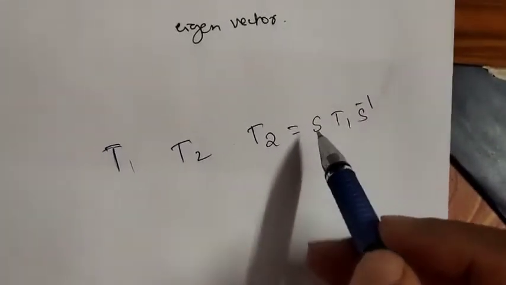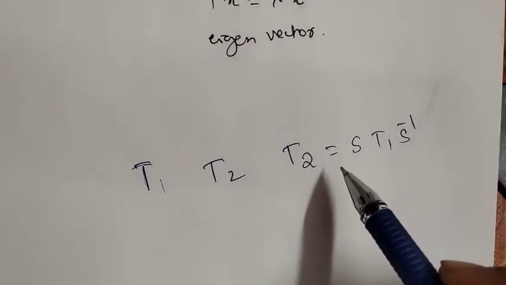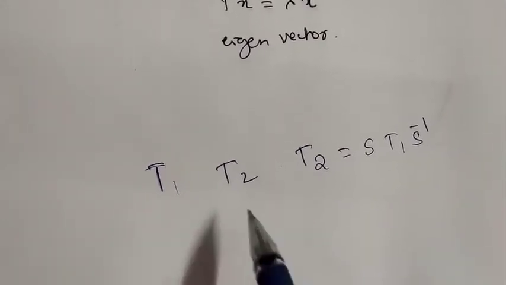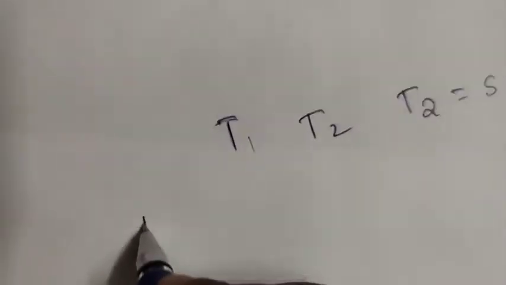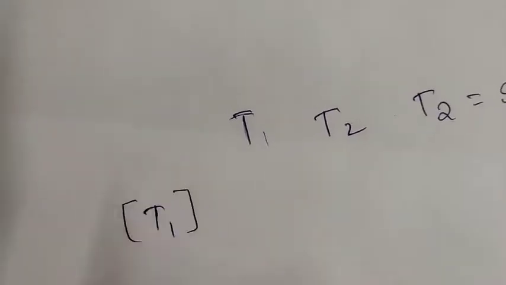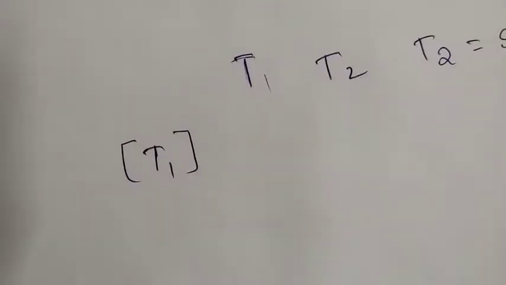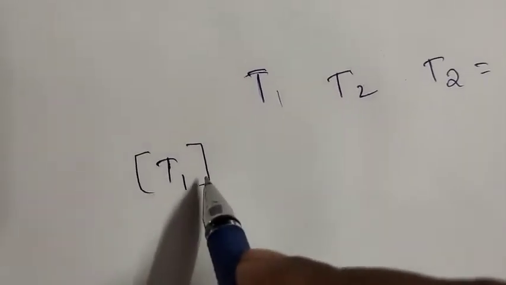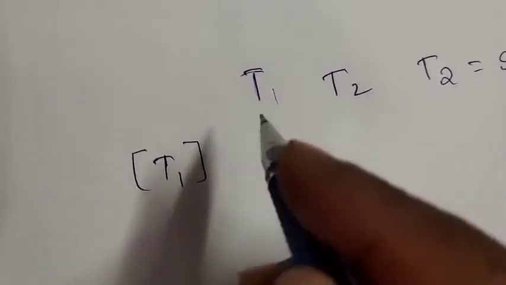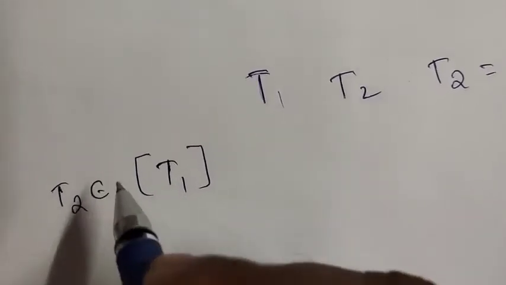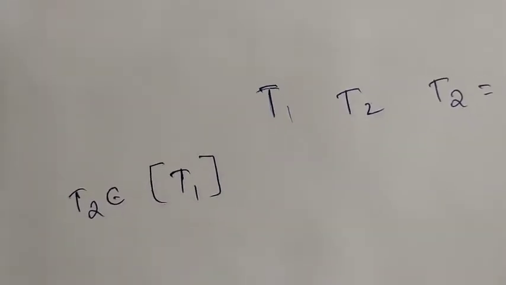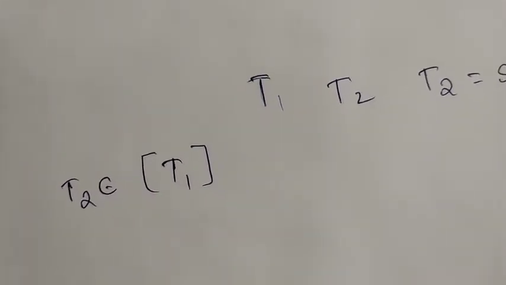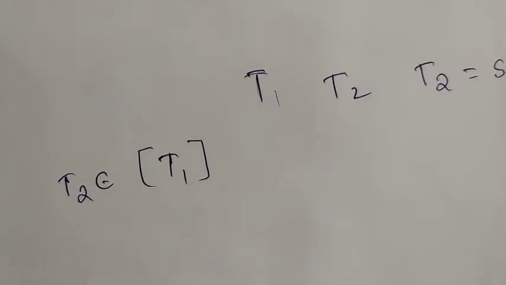Now, the other method is, suppose we have T1 and T2. How do you verify that they are similar? First, let us find out the similarity class of T1. Suppose this is the similarity class or equivalence class of T1. If the similarity class of T1 contains T2, that is, if T2 belongs to the similarity class of T1, then we say T1 and T2 are similar. This is not a so easy procedure. It is not very feasible.